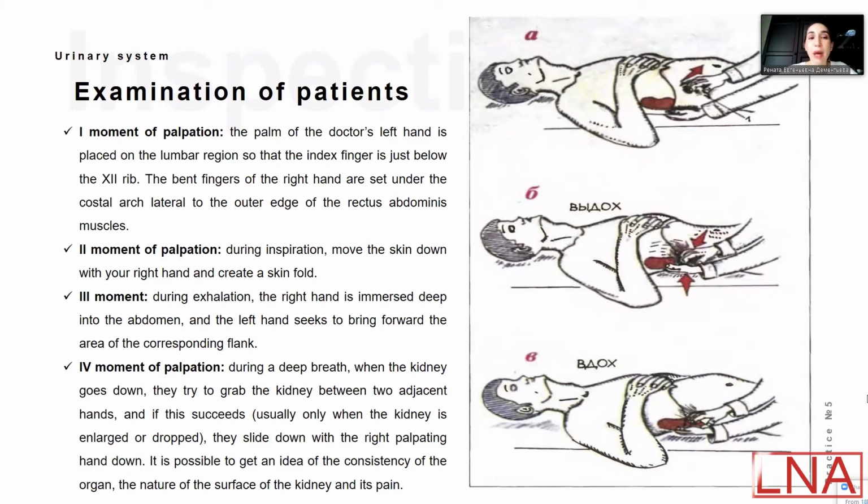palpation: the palm of the doctor's left hand is placed on the lumbar region and presses the kidney toward the anterior abdominal wall, and the bent fingers of the right hand are set under the costal arc lateral to the outer edge of the rectus abdominis muscle.